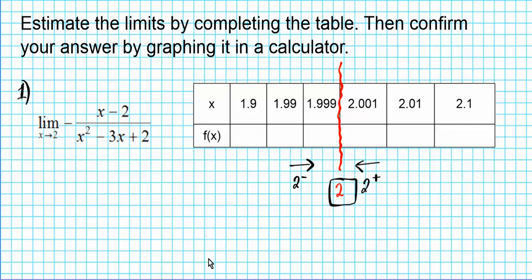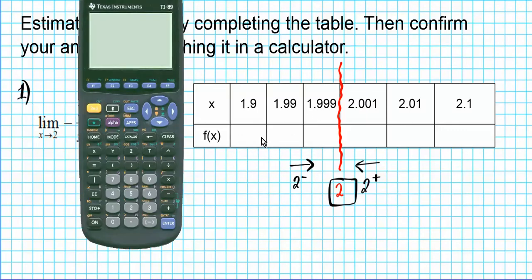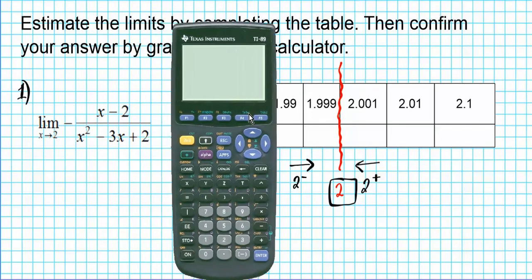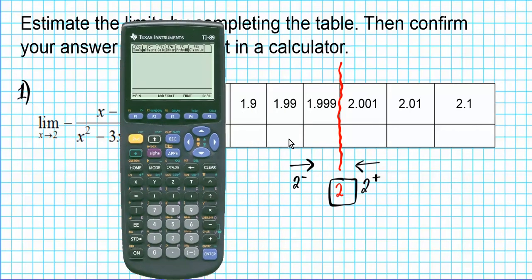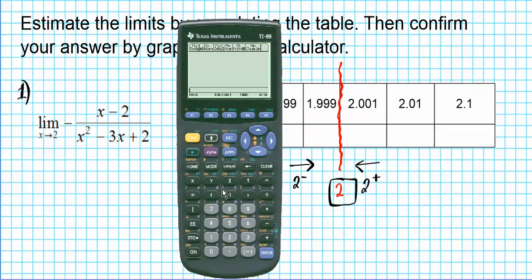What we're going to do is use our graphing calculators to compute the output of inputting these input values into the function. Since I want to save time, I'm going to store this function into my calculator and then evaluate it for different values of x. So let's do the following. We have negative parenthesis x minus 2, divided by parenthesis x squared minus 3x plus 2. So I'm going to store that in f of x, okay?